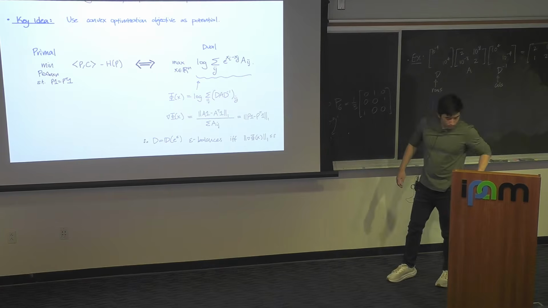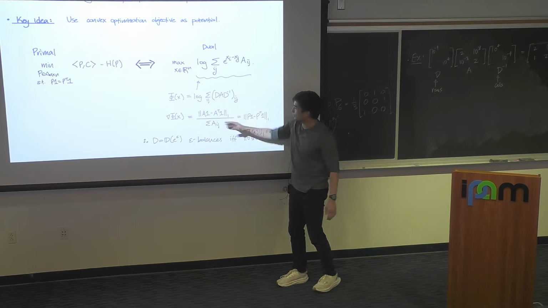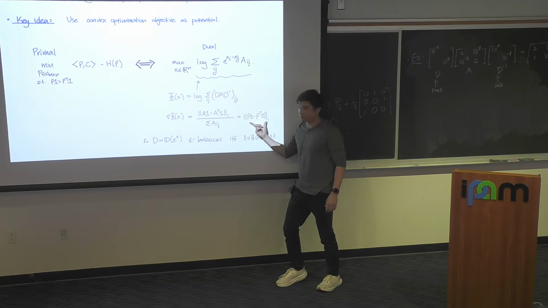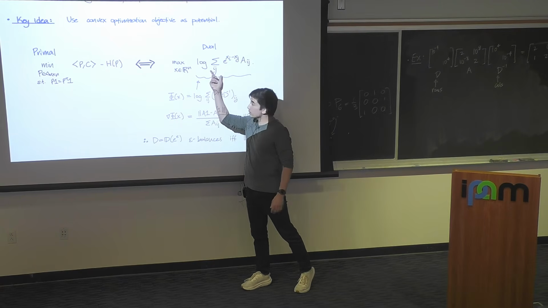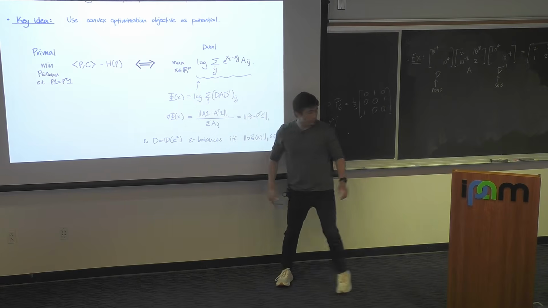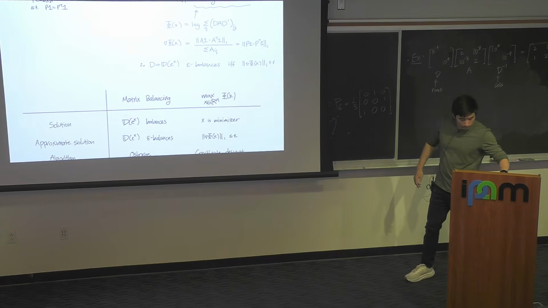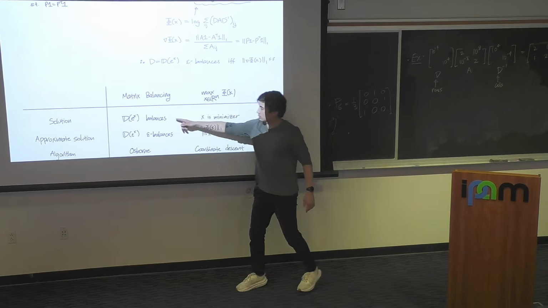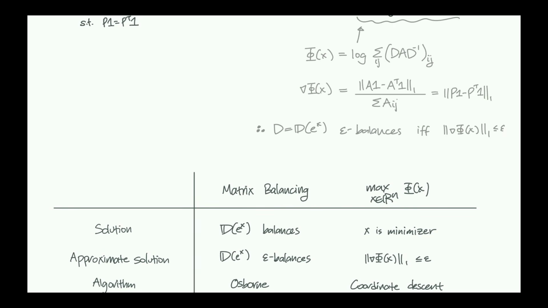Okay. There are some nice connections. If you take the derivative, you can check this is exactly the L1 imbalance. So really, by trying to minimize this function, we're trying to balance. If the gradient is 0, then you've balanced. So in other words, if you balance, you have a minimizer. If you epsilon balance, then you have an epsilon minimizer. Sorry, epsilon stationary. So these are really equivalent. And as we said before, Osborne is equivalent to coordinate descent. So this is the background about why this is a reasonable mapping.